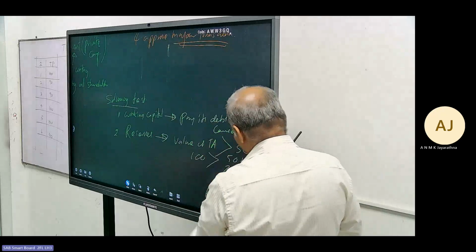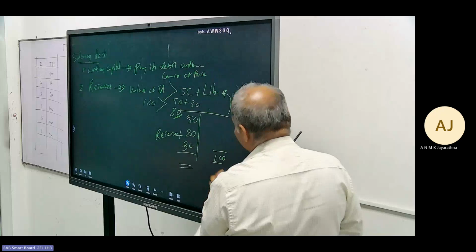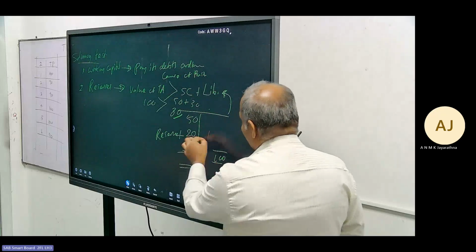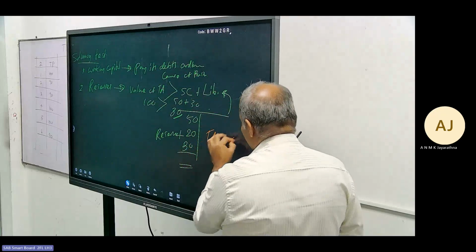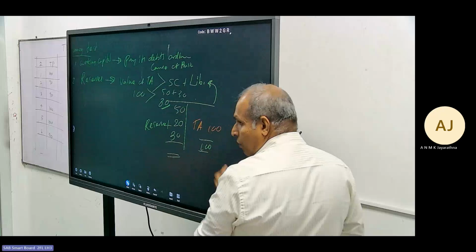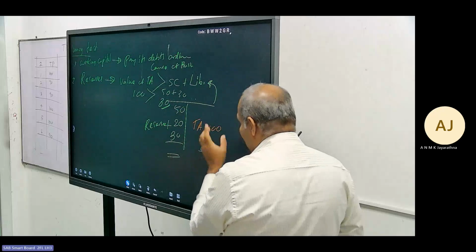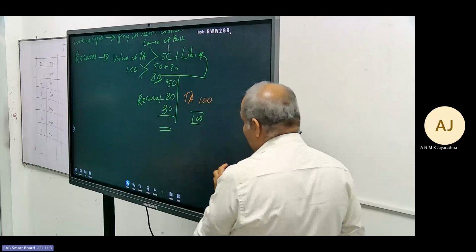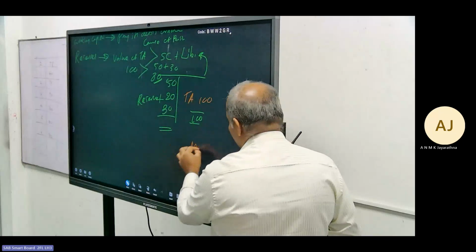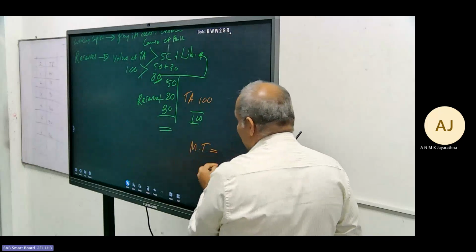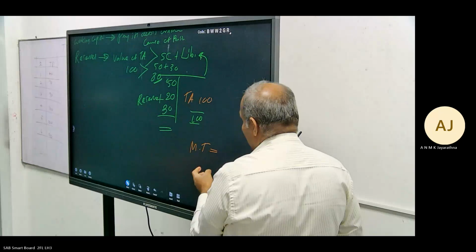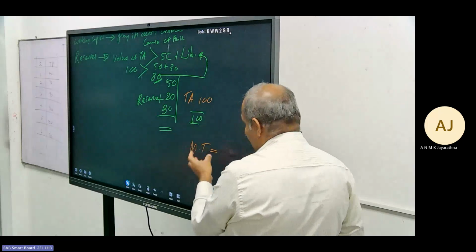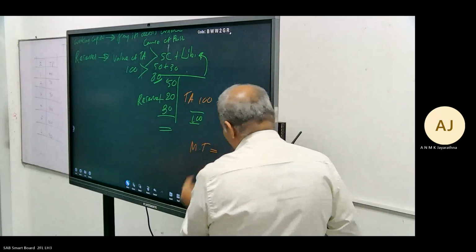Now, when we consider this balance sheet, right? The value of the total asset is funded. Major transaction means the value of the transaction.